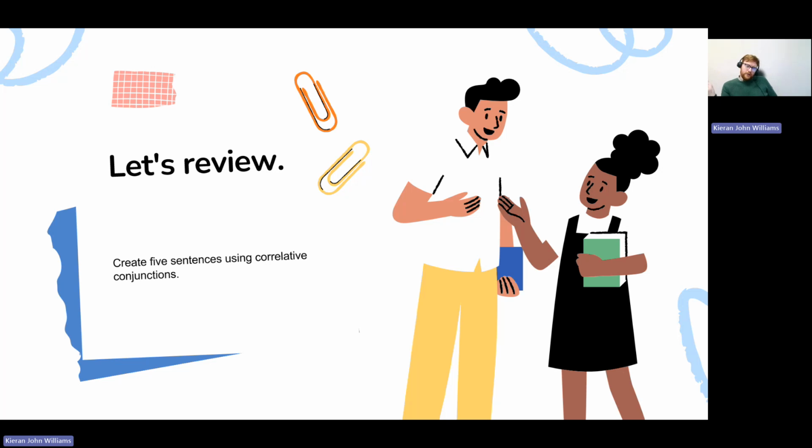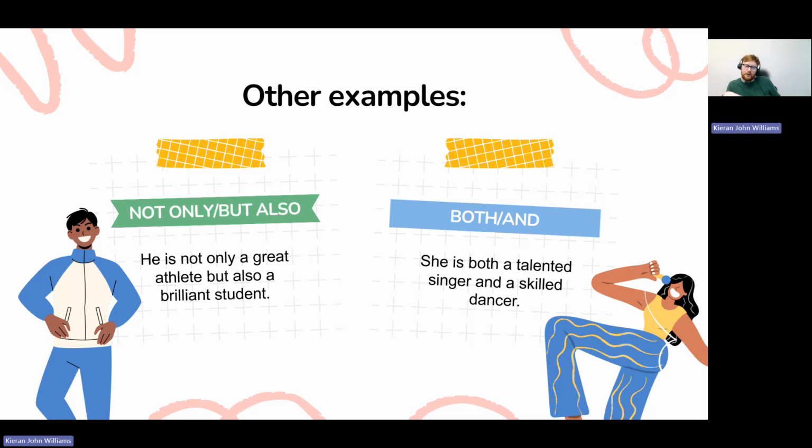So let's review then. What you could possibly do in this situation is pause the video and see if you can write down 5 sentences using correlative conjunctions. It shouldn't be too difficult. You're just going to be using either X or Y or neither X nor Y. Just create some sentences using them. A little bit of practice, repeating, things like that will help you to write these more in future and include them in your essays. So hopefully you've done that. Hopefully you've unpaused the video. So let's have a look at some other examples.